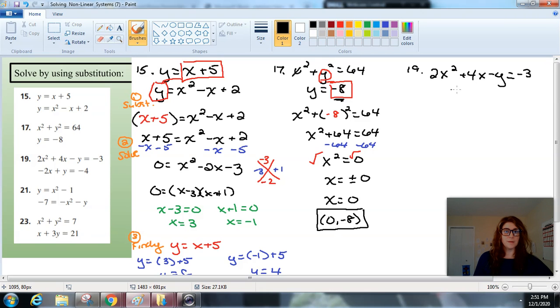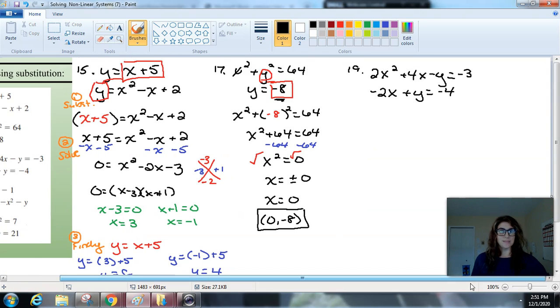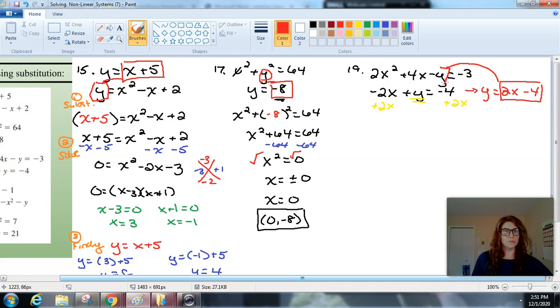equals. But when this happens, you take one of them and you transfer it around. So in this case, that bottom one is easy to get y by itself. Just add 2x to both sides. So now we're looking at y equals 2x minus 4. I can then take this and plug it into the y here.